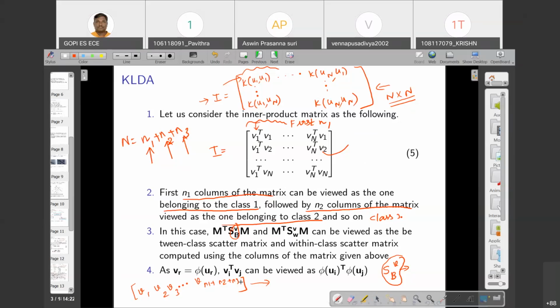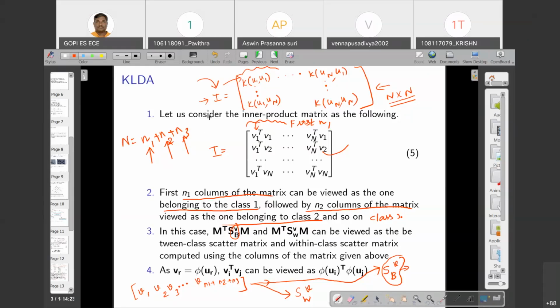So using this data, if I find the between class scatter matrix, let us represent it as SBV. If I compute the within class scatter matrix using this data, let me call that SWV. Then M transpose SBVM and M transpose SWVM are going to be the between class scatter matrix and within class scatter matrix using the columns of the matrix I.